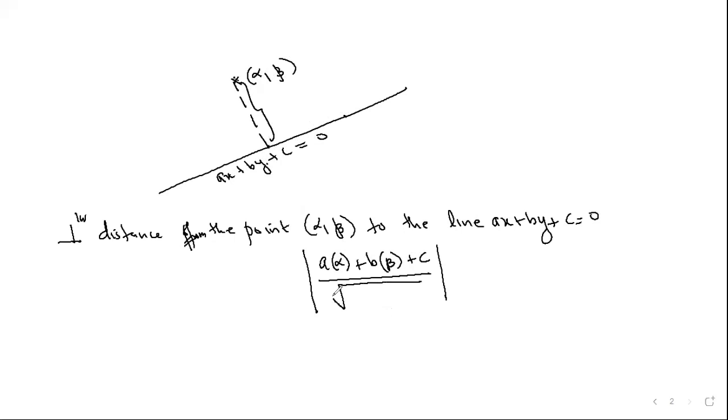And then divide it by the root of the coefficient of x squared plus coefficient of y squared, that is, root of a square plus b square. This is the formula to calculate the perpendicular distance from a point to a line. Is it clear to you? Most important question. Can you please write down the perpendicular distance from the point (alpha, beta) to the line ax plus by plus c equal to 0 is, try to write without looking at the formula.